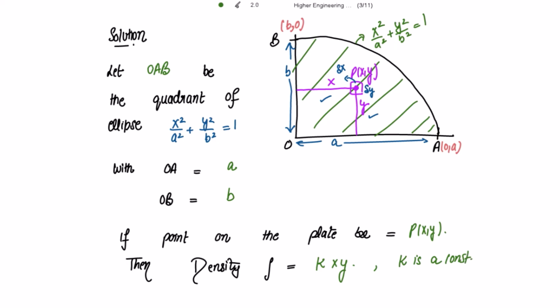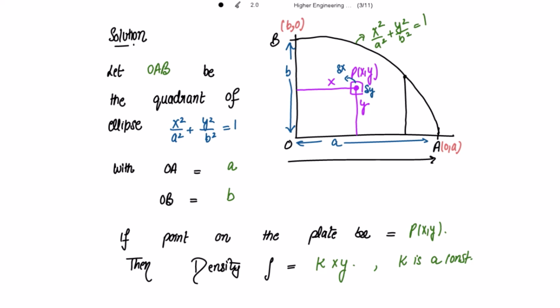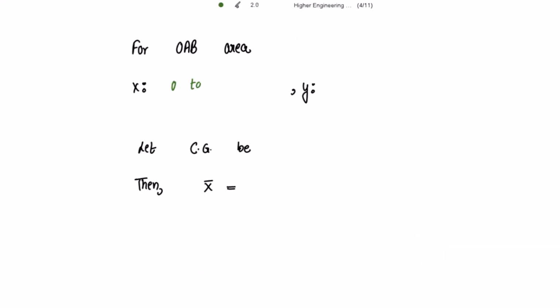of proportionality. For this area OAB, x varies from 0 to a, right? And y varies from 0 to the point on this ellipse, right? And from here we get the value of y to be plus minus square root of 1 minus x square divided by a square, into b. And because the point is in the first quadrant, let me take y to be positive. So here x varies from 0 to a and y varies from 0 to square root of 1 minus x square divided by a square, into b, right?